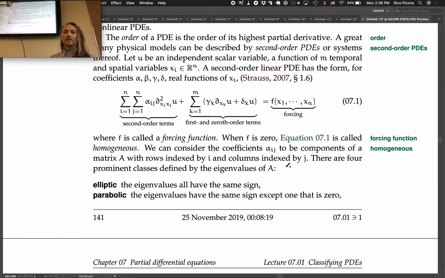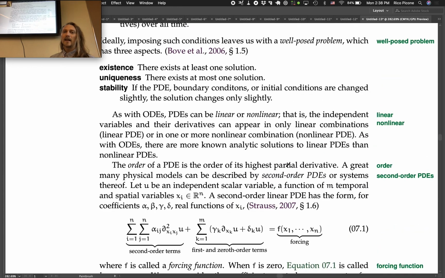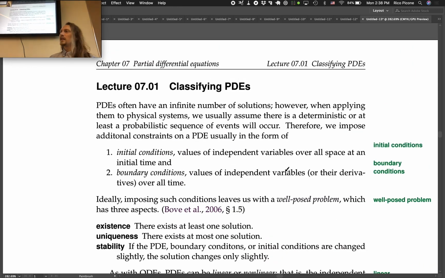So, any questions on classifying PDEs? Okay.